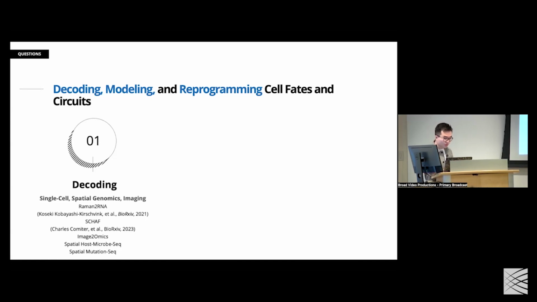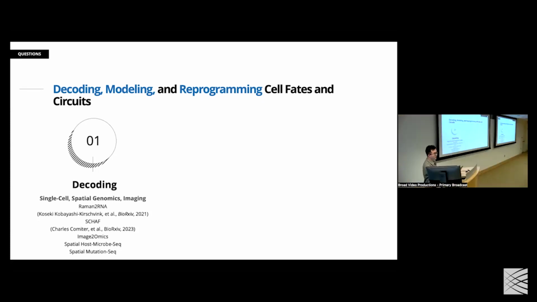We're also interested in developing new tools to map not just the host RNAs, but also the microbial world, the bacteria and viruses in tissues, and also the mutations, how we can actually map the point mutations in tissues. So that's just the first part. How can we actually decode and map the gene circuits and cell fates?